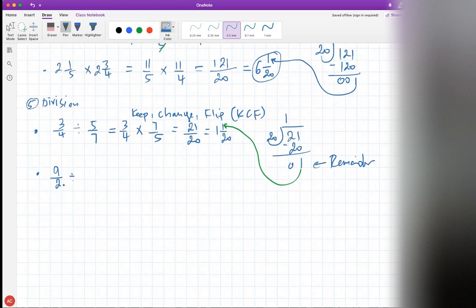So 9 over 2 and maybe 15 over 4 here. So this time again, another division. What is the first thing you want to do when you have division? So 9 over 2 times 4 over 15. That's right. So we're going to do keep, change, flip first. Turn your division first into multiplication. So that's 9 over 2 multiplied by 4 over 15.